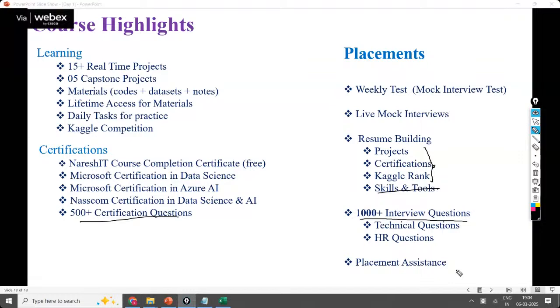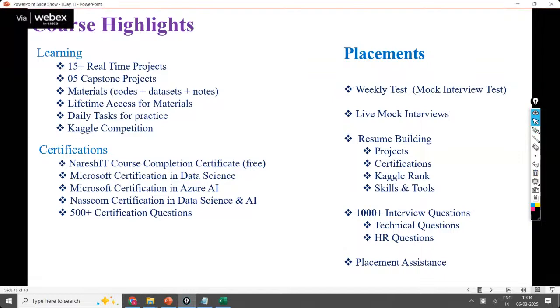Once you have the subject, interview calls will automatically come. The people who have the subject, jobs are there. The people who do not have the subject, jobs are not there. The point is very simple. Right? That is the end of the session.